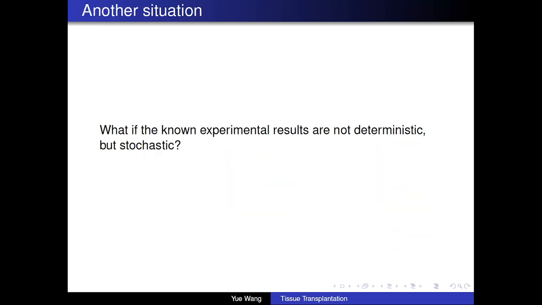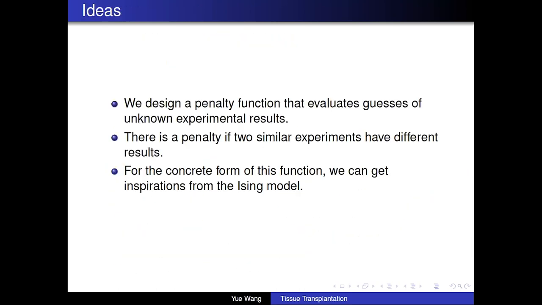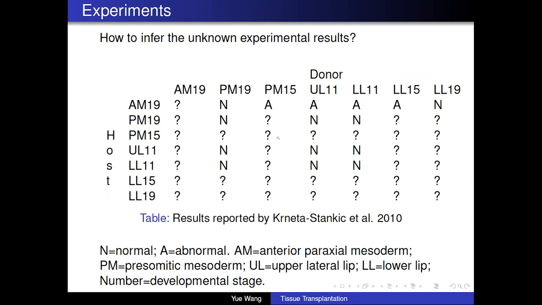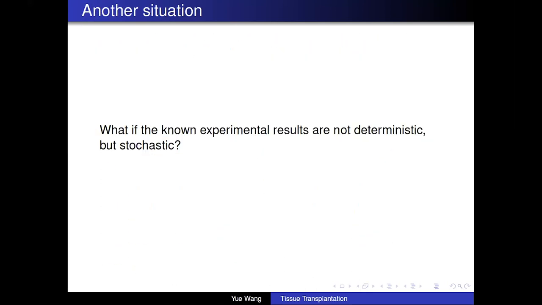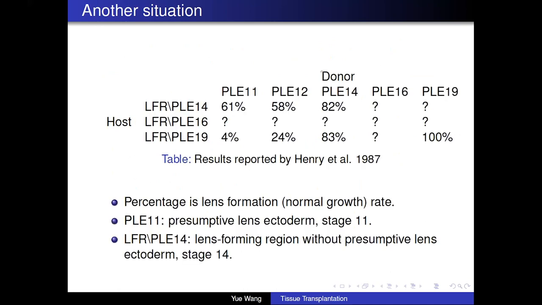Now let's consider another situation. We know that for this experiment, all the known results are deterministic, either normal or abnormal. And the next situation is that the results are not deterministic, but stochastic. So for this experiment, we have 5 donors and 3 hosts. And for each experiment here, we have a percentage of normal result.